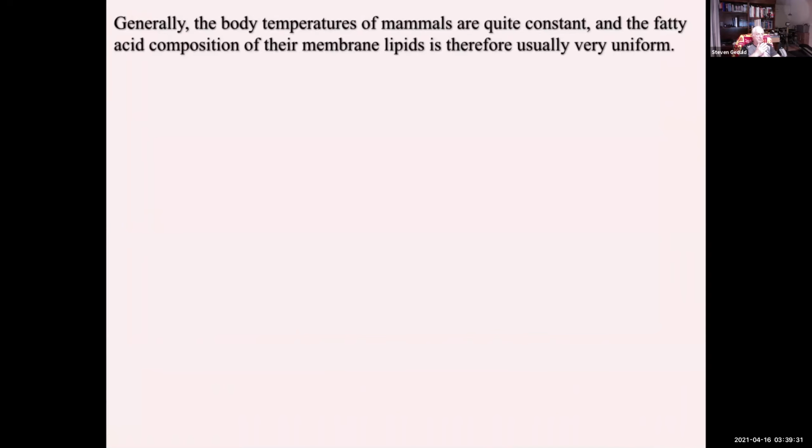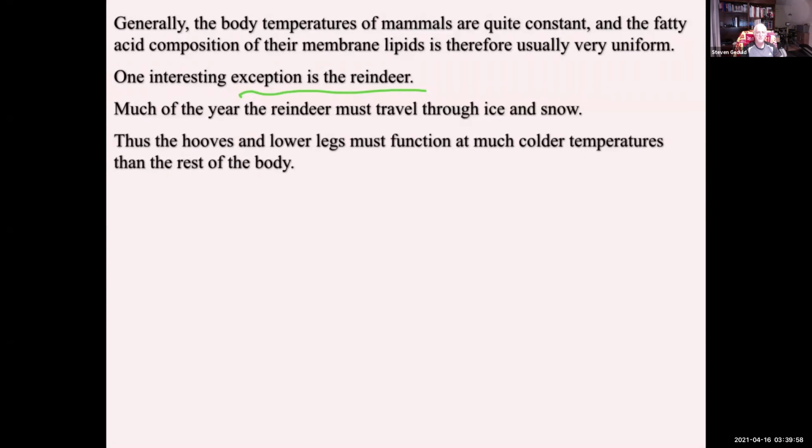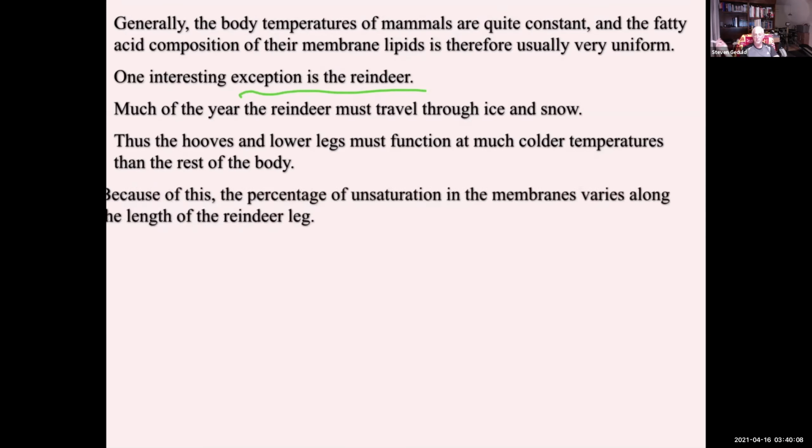So generally the body temperature of mammals is quite constant, and fatty acid composition of the membranes is usually very uniform with the membranes in the body. Okay. One exception is reindeer. That's because he's needed for Santa Claus's sleigh. Okay. Much of the year, reindeer must travel through ice and snow. Right? That's where they live. Thus, the hooves and legs must function at much colder temperatures than the rest of the body. So the hooves and the legs are under snow and much colder than everything else of the body. So the membranes, you would guess, would be different.